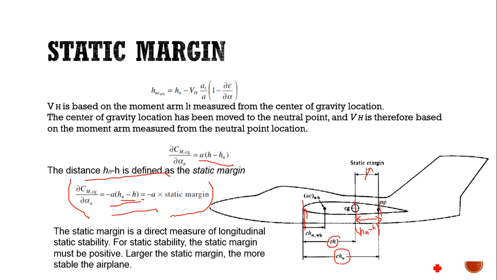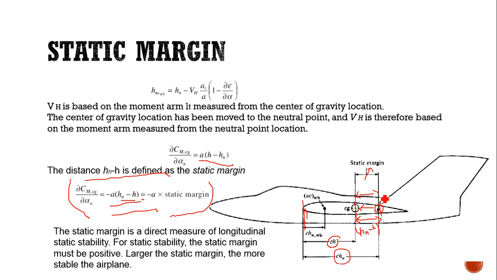So this static margin, we should know what the static margin is and why we are using it. As I told, for static stability, the neutral point should be rearward of the center of gravity, or the center of gravity should be ahead of the neutral point. So for a statically stable aircraft, the static margin, this distance, should be positive.